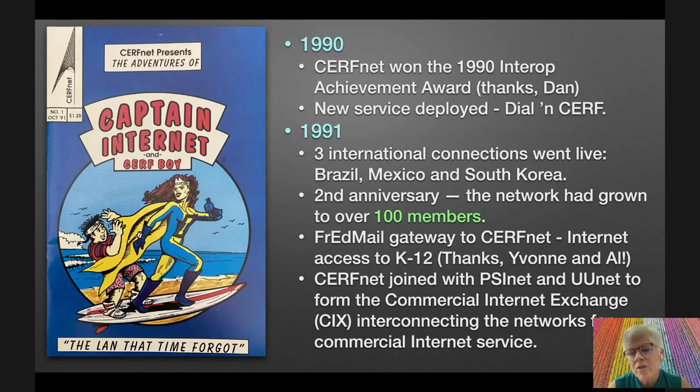By our second anniversary, the network had grown to over 100 members, starting from 30 some odd members. We had put in a Threadmail gateway to SurfNet, which allowed internet access to the K-12 schools that were using Threadmail. We also joined with PSINet and UUNet to form the Commercial Internet Exchange for interconnecting the networks for commercial internet service.